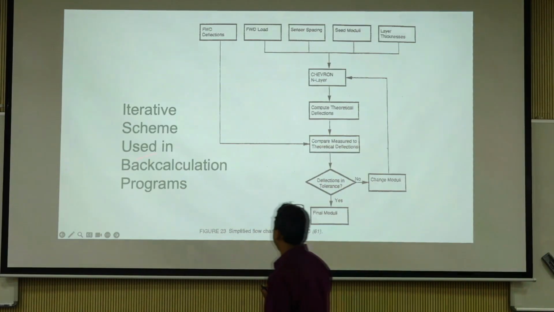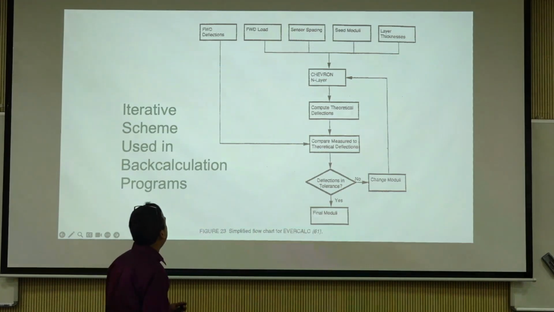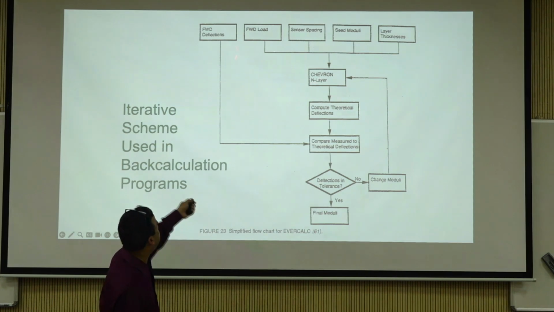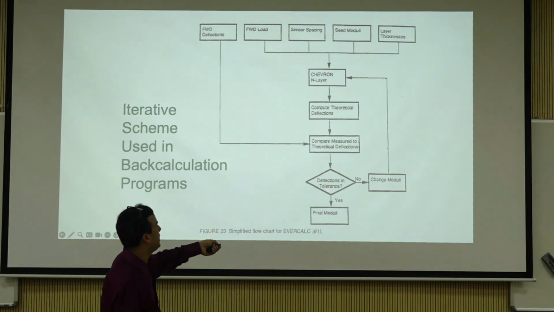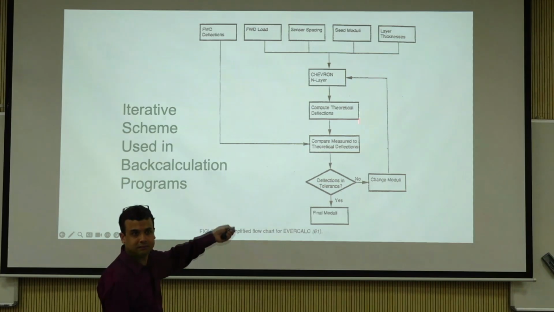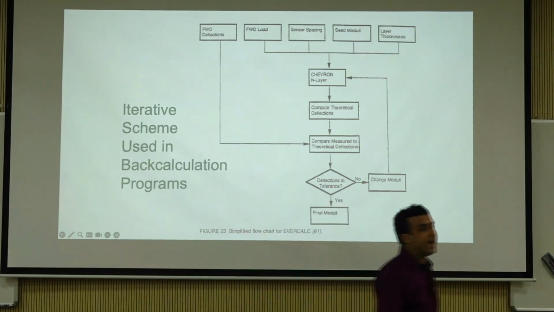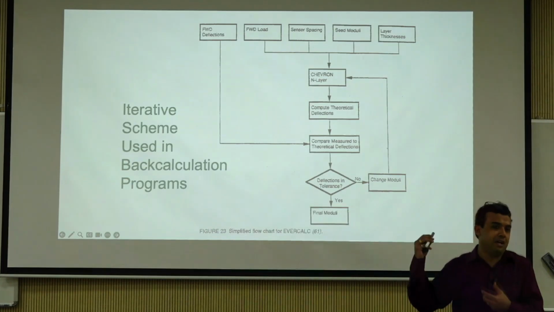Iterative scheme in back calculation programs, I think you know this already. We've taught FWD deflection. So you have load, sensor spacing, seed modulus, layer thickness. You're going to use something like CHEVRON, NLAYER, or your ILLI-PAVE, or MINLAYER, whatever. You compute theoretical deflections and then compare that to the FWD deflections. Is it under tolerance? Yes, then you're good. No, change modulus, go back. That's what happens programmatically. And with modern programming abilities, you can write your own.